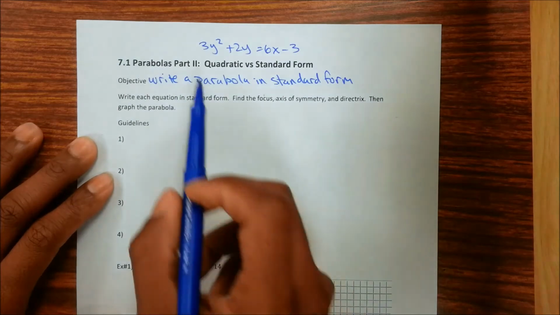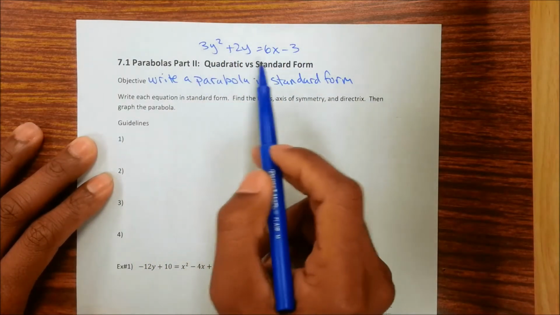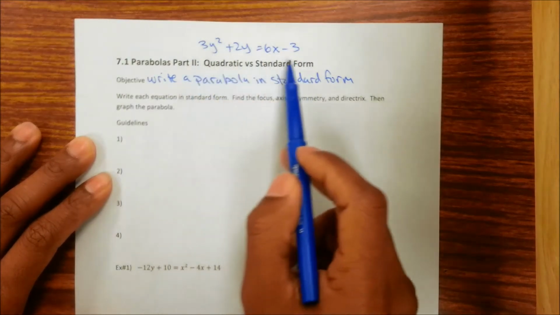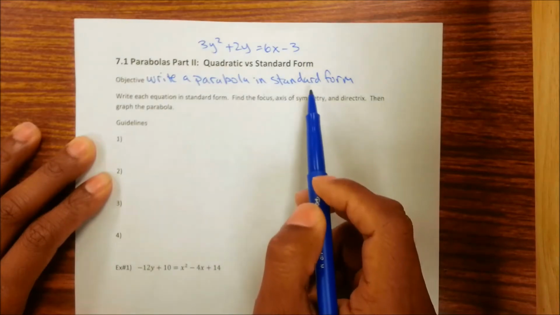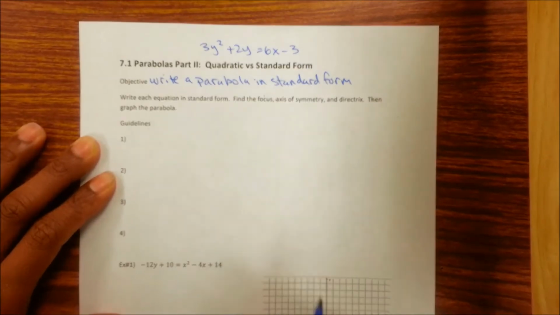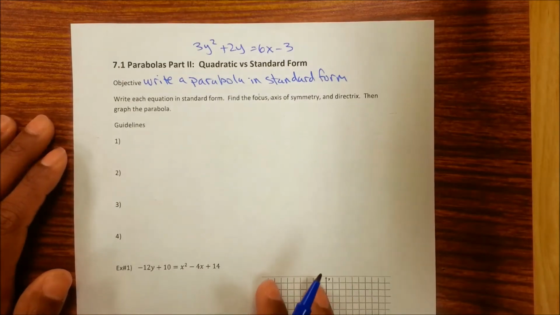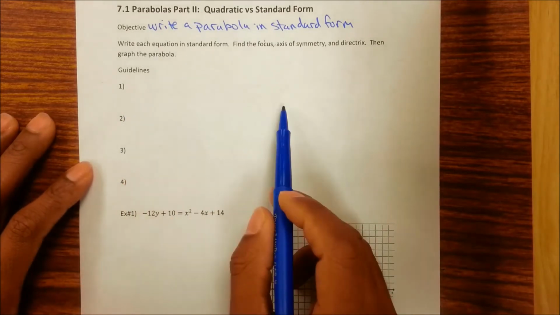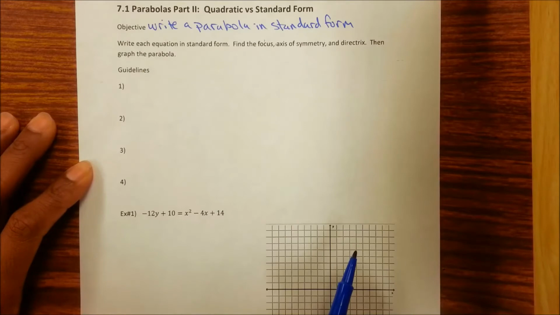This is an example of a quadratic form parabola where it's really hard to see the h, really hard to see the k. So what we're going to need to do is take an equation that's in quadratic form just like this, and rewrite it so that it is in standard form. Now, the way we're going to do that is there's a couple of guidelines, about 4 guidelines that we're going to follow. So what I'm going to do is go through each guideline and use it for this example. So here is an example of a parabola that's in quadratic form.